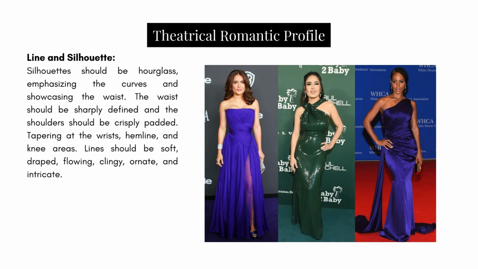Line and silhouette. Silhouettes should be hourglass, emphasizing the curves and showcasing the waist. The waist should be sharply defined, and the shoulders should be crisply padded, tapering at the wrists, hemline, and knee areas. Lines should be soft, draped, flowing, clingy, ornate, and intricate. So, interpreting this just creates a very feminine sort of silhouette and detailing and styling. That is what is going to be best for this type.